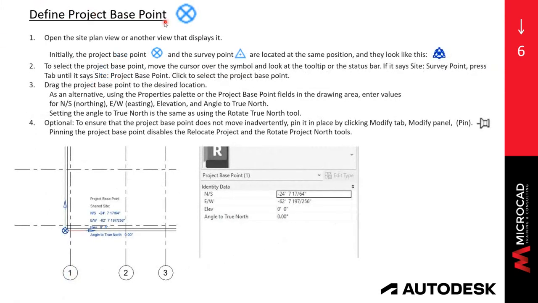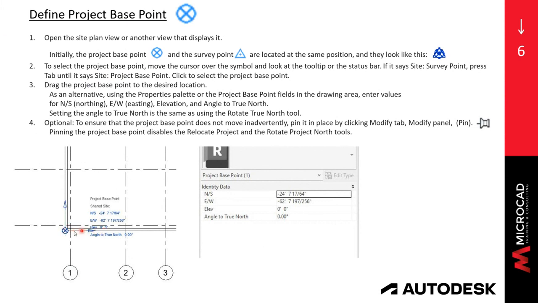So to define the project base point, you need to either open a site plan or another view that displays it. As I said, you need to go to the Visibility and Graphics dialog box and turn them on. Initially, they look like so. They're all bunched up. So to separate them, you know how to use your tab key. I hope you know. You will put your cursor over this icon and start tabbing your way until it gives you the project base point, and then you can move it into the location where you want to place it.